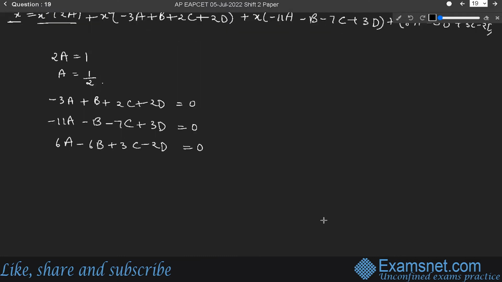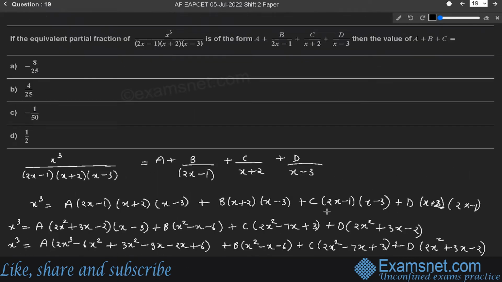We have the equations given here. On solving all these equations, we get a plus b plus c is equal to 4 upon 25. Therefore, we can say that the value of a plus b plus c is 4 upon 25. So option number B is the correct option here.